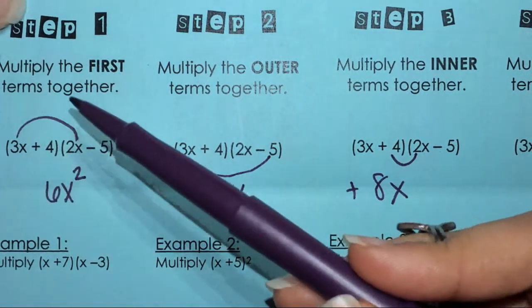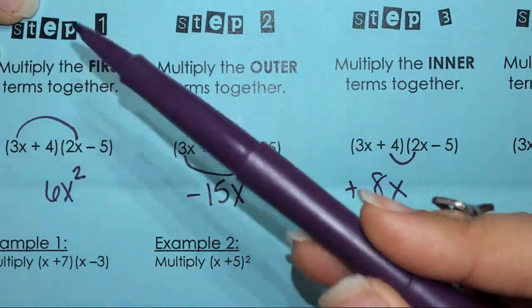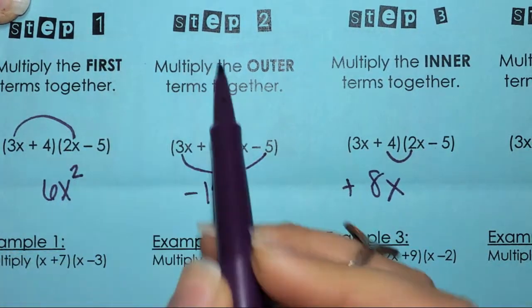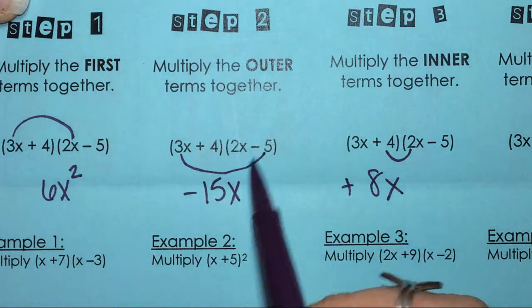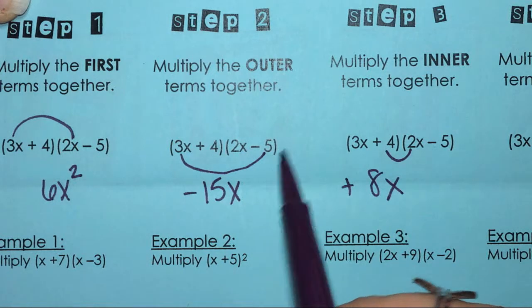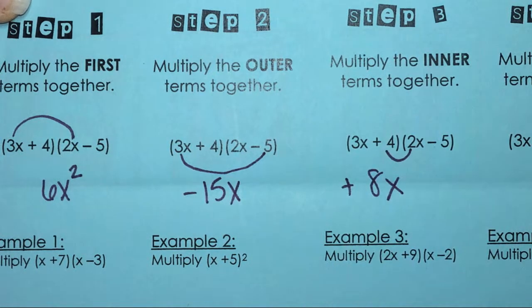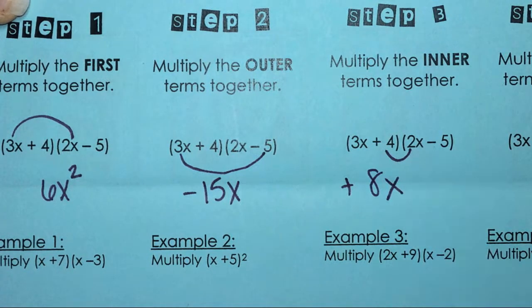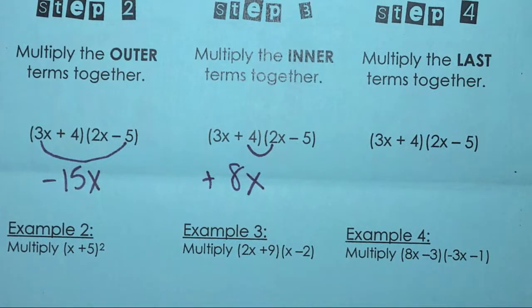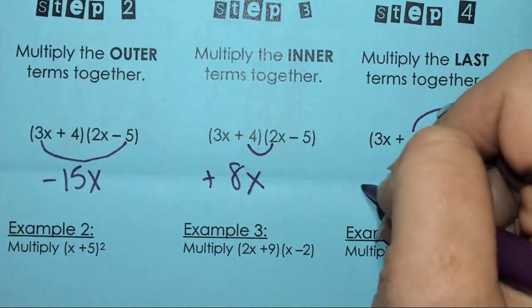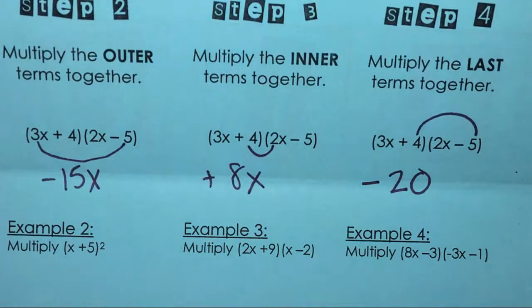What we're doing is breaking down FOIL. Remember, we're breaking down each of the letters. So F stands for first. We multiply the first two terms together. O stands for outside, so we multiply the outside terms together. I stands for inner, so we multiply the inside terms together. L stands for last, so we multiply the last terms together. What are the two terms we haven't multiplied together? 4 and negative 5, so it's minus 20.